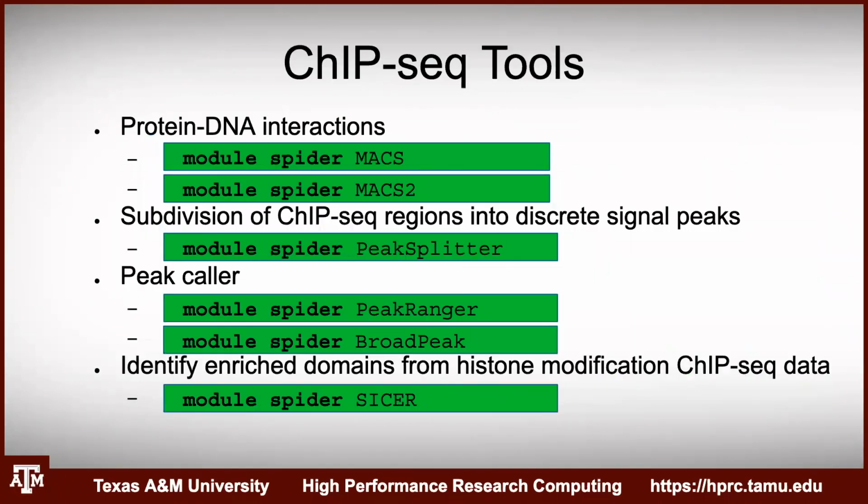So a number of tools available. MACS2, that's very common. PeakSplitter, PeakRanger, BroadPeak. For the different steps of the ChIP-seq, these are all available. And there's some really good pipelines available online to follow in order to analyze the ChIP-seq data.